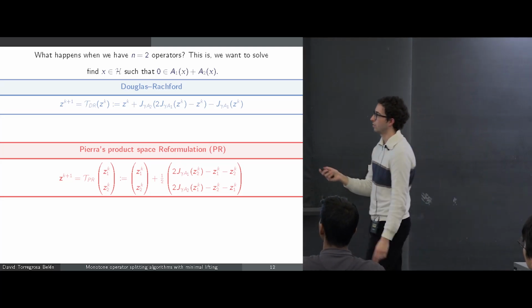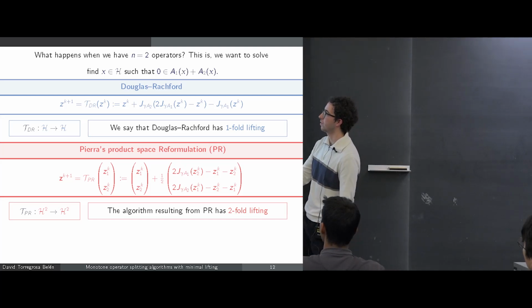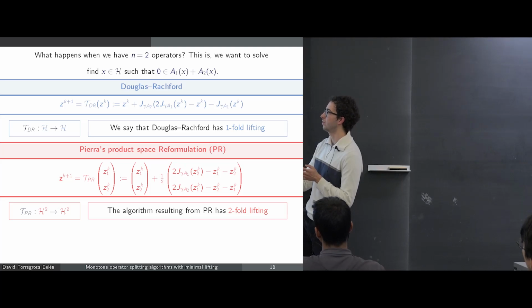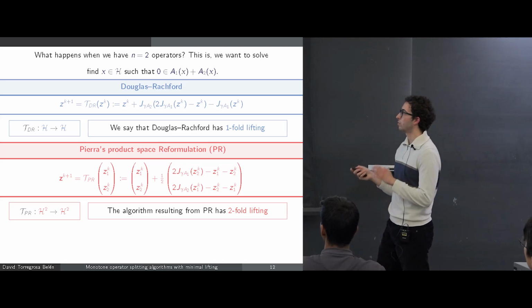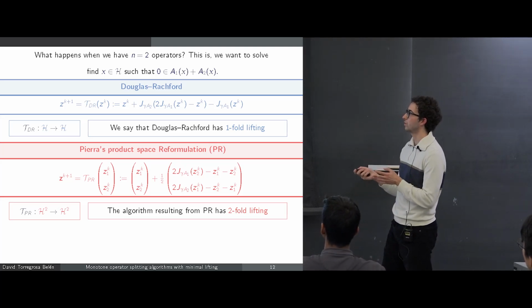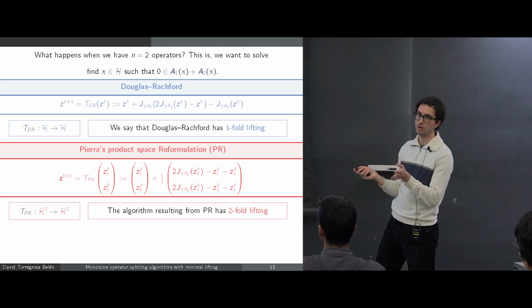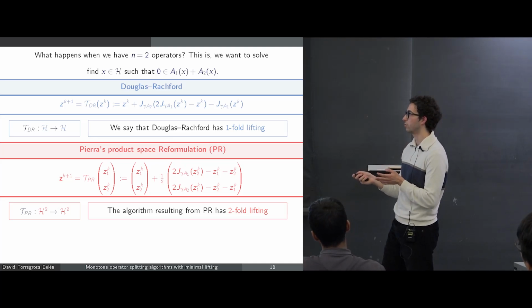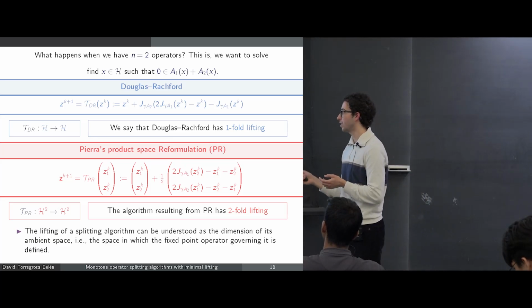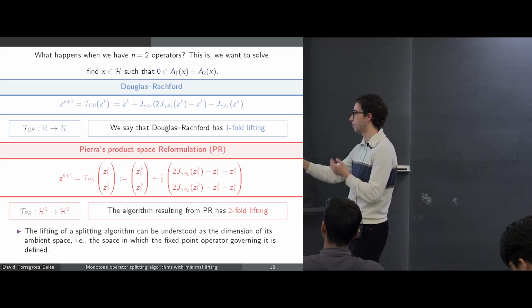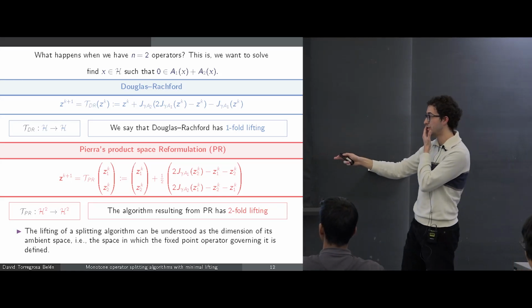So in general, the Douglas-Rachford algorithm was given by a fixed point of this operator, which was defined in H, but the product space reformulation is defined by this other operator defined in H^2. Broadly speaking, this is what we call lifting. We say that Douglas-Rachford has lifting 1, while the product space reformulation has lifting 2. So we can understand the lifting of an algorithm as the dimension of its ambient space.